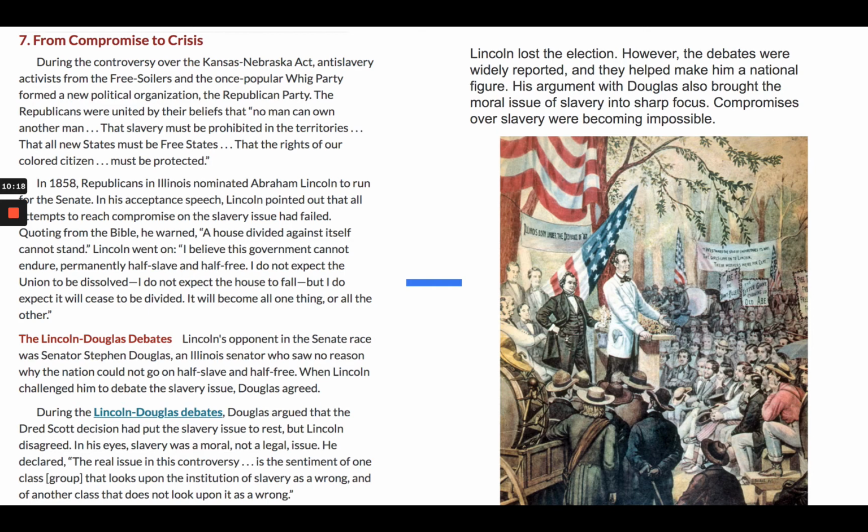All right, scholars, I want you to go ahead and answer. What did Abraham Lincoln mean with this quote? What does he mean when he says a house divided against itself cannot stand? I believe this government cannot last permanently half slave, half free. And he says it's going to become all one thing or all the other. What is he talking about here? What do you think he means? Go ahead and answer that question.